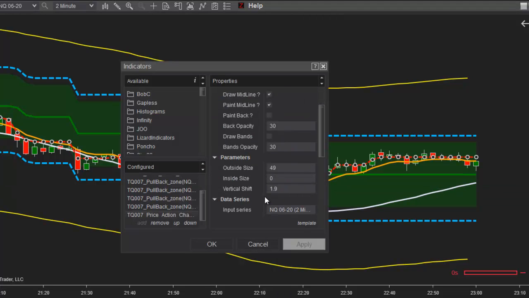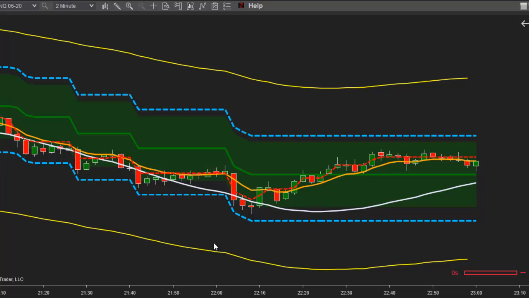A red one, it's a price action channel, outside size 49, inside size 0, vertical shift 1.9. For now, I found this is a pretty good setting for that line and shows me where the market is just right. That's for now. Doesn't mean it won't change down the road. It used to be 1, but then I found 1.9. It's even smoother and gives us these breaks down or breaks up at the same time. A much smaller setting gives more of those, but this one gives much smoother signals.